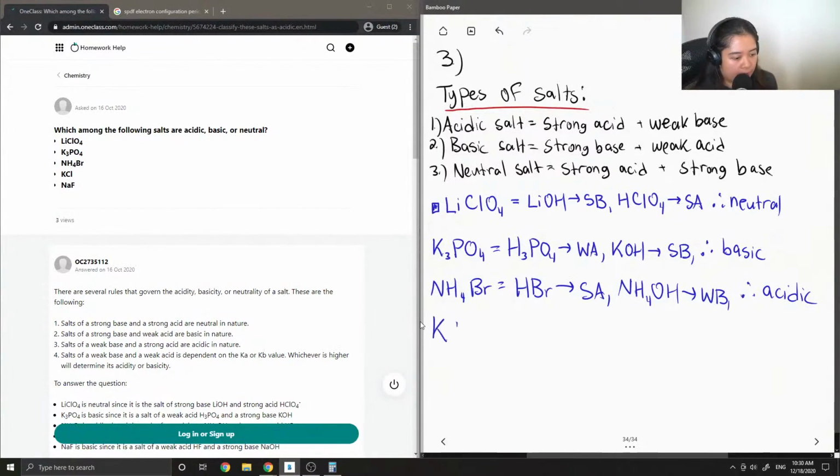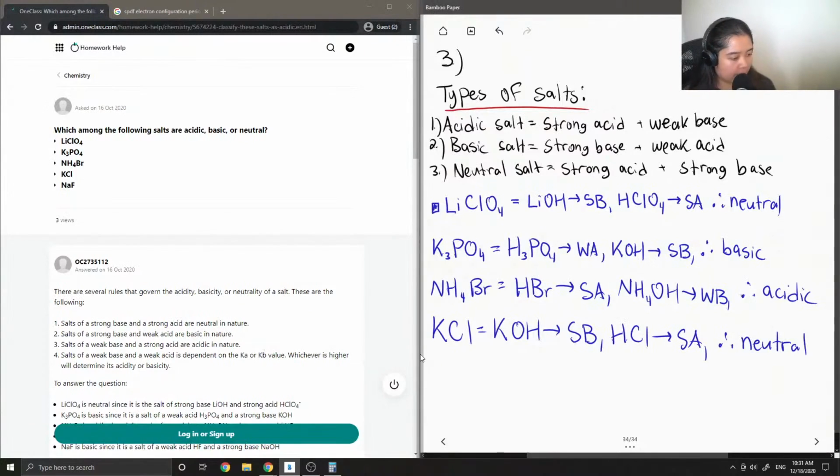Next, we have potassium chloride. So this was made from potassium hydroxide, which is a strong base, and hydrochloric acid, which is a strong acid. Therefore, this salt is neutral.